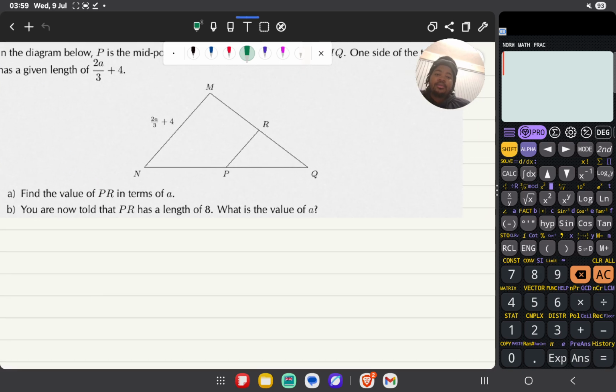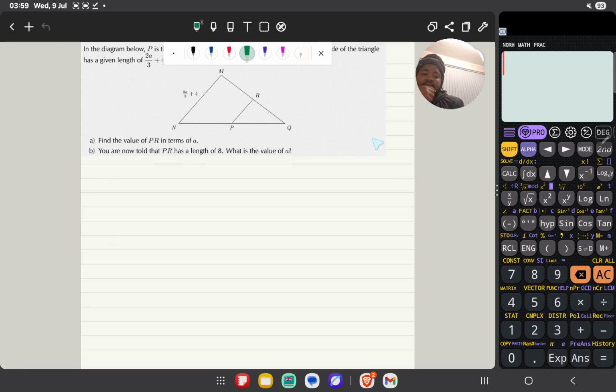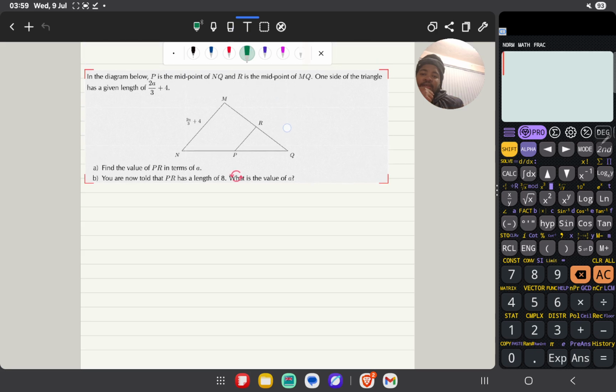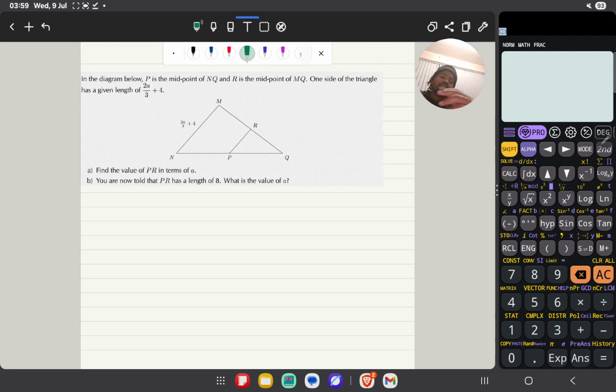Away. I need to unlock this, take it downwards. Yeah.